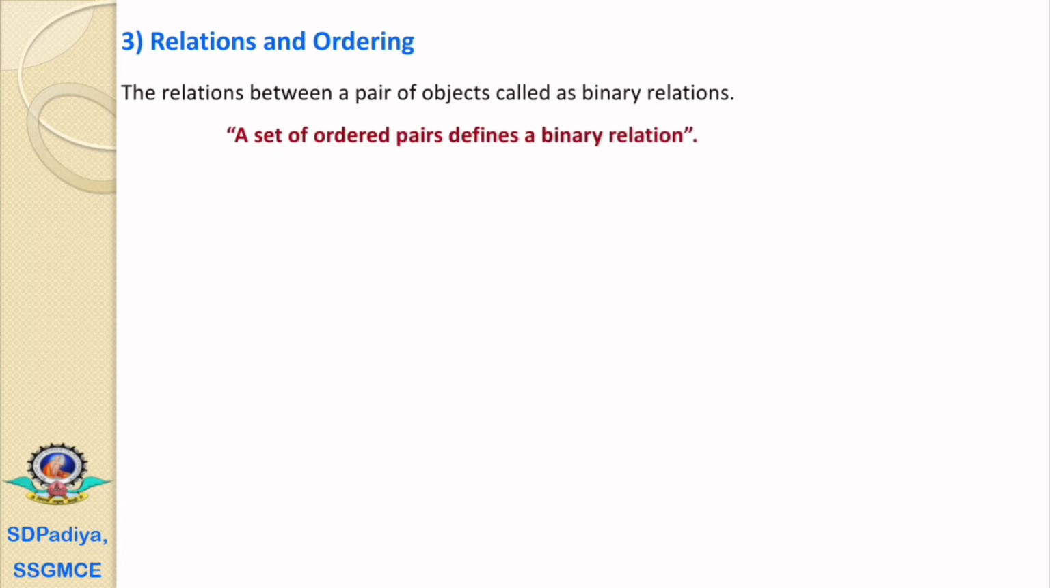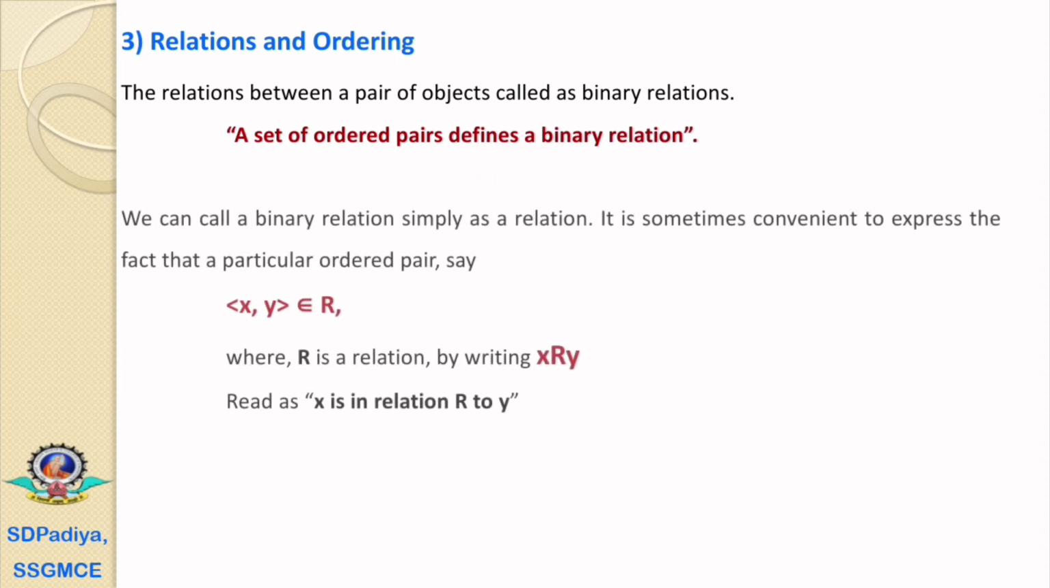After this analysis, what we can conclude is that the relations between a pair of objects are called binary relations. A set of ordered pairs defines a binary relation. We can call a binary relation simply a relation. It is sometimes convenient to express the fact that a particular ordered pair is in the set. Symbolically, how do we represent the relation? In angular brackets, because order is important.